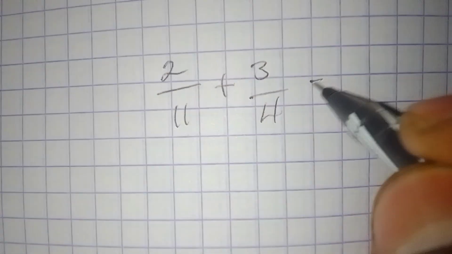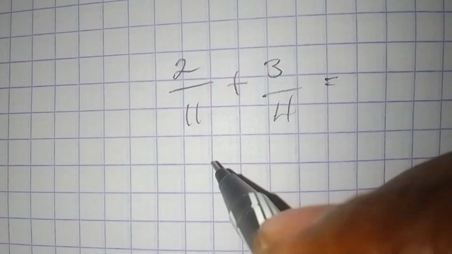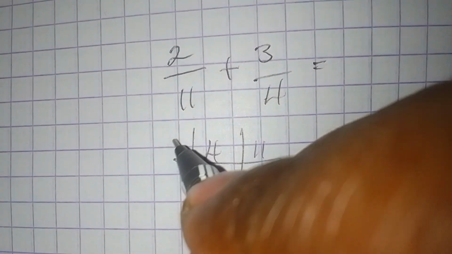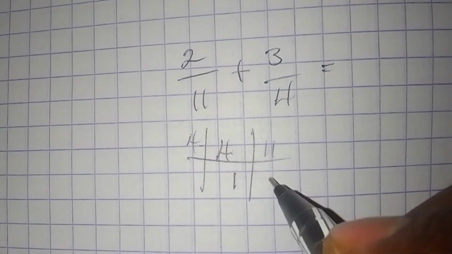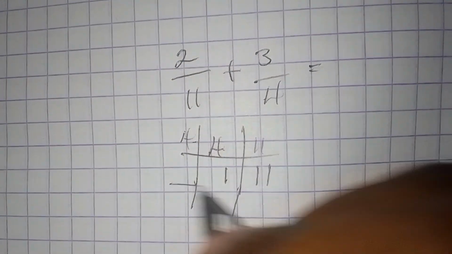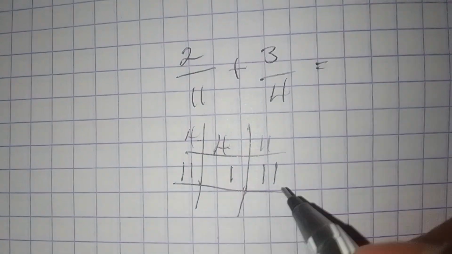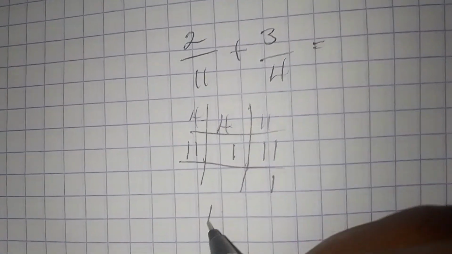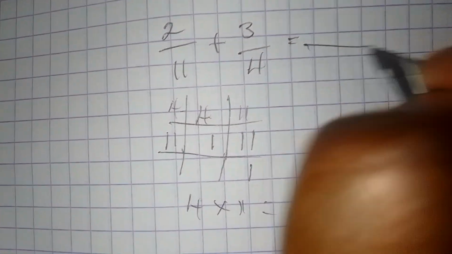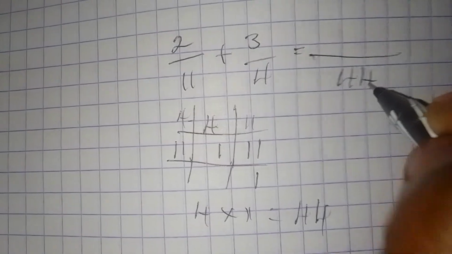Another question which you can try, learners, is 2 over 11 plus 3 over 4. So you find the LCM of 4 and 11. 4 divided by 4 is 1. 11 is not divisible by 4, so you drop 11. Then you go to 11. 11 divided by 11 is 1. So you have 4 times 11 is 44. That is our LCM. So the denominator is 44.